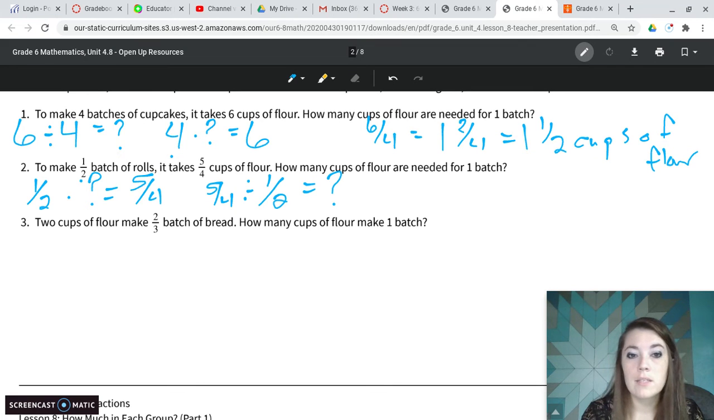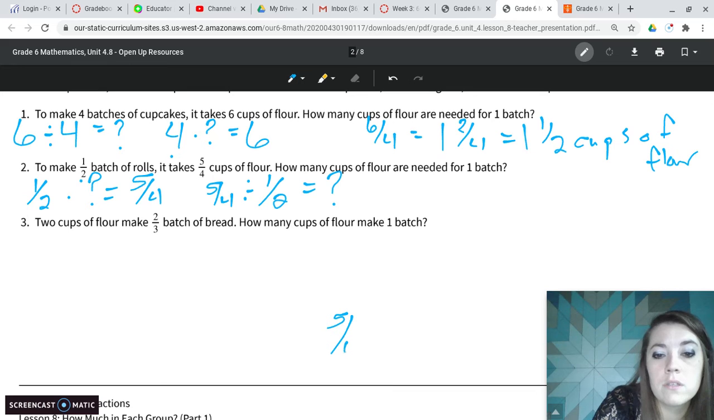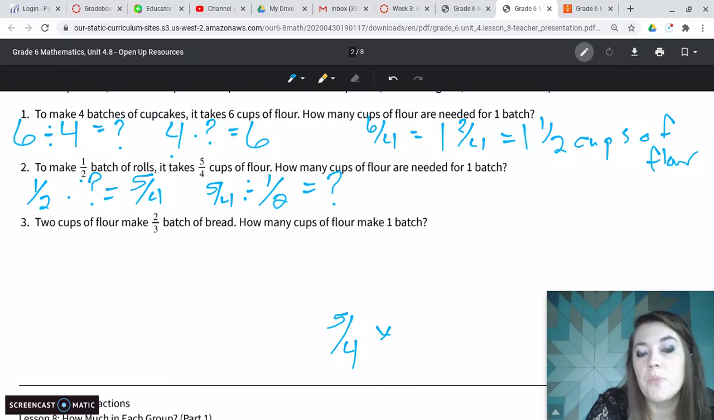So looking at this, to solve this, remember, we're going to use the same times flip. So remember that same times flip. It's going to be very, very helpful to you as you continue to go through math. So I'm going to write it down here. We're going to have 5/4, because the first one stays the same, remember, times, we flip the second one.